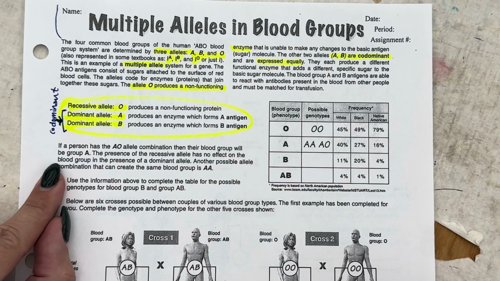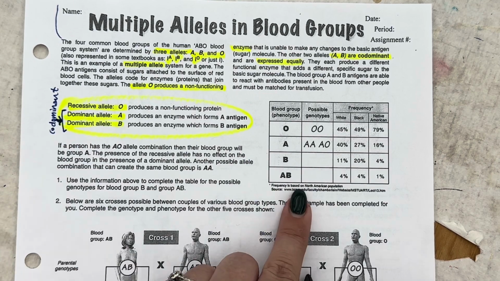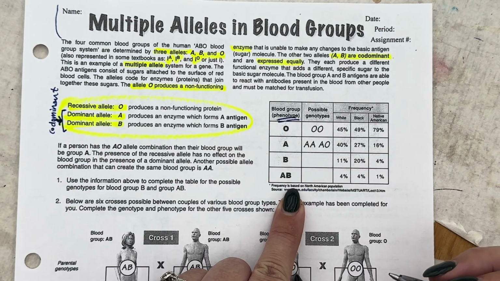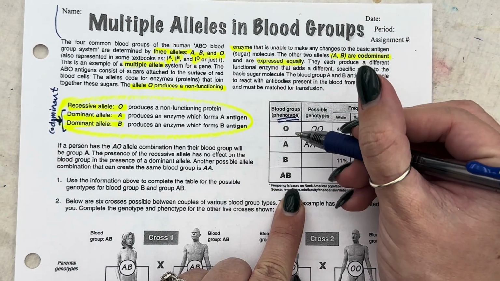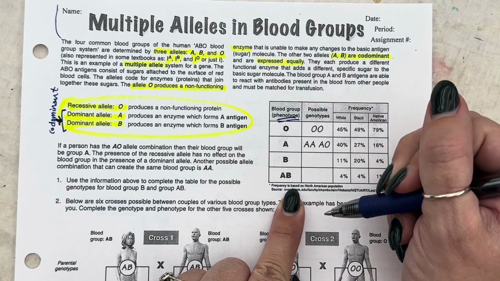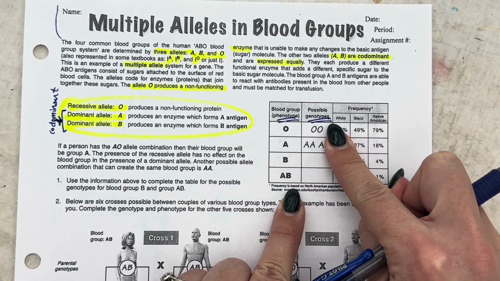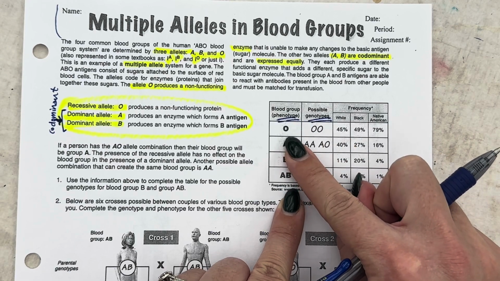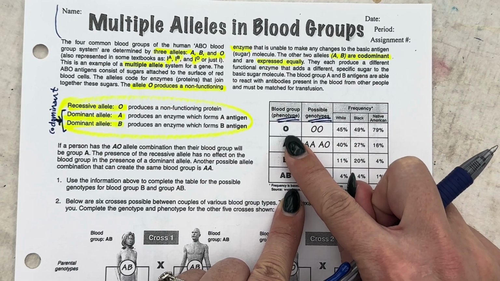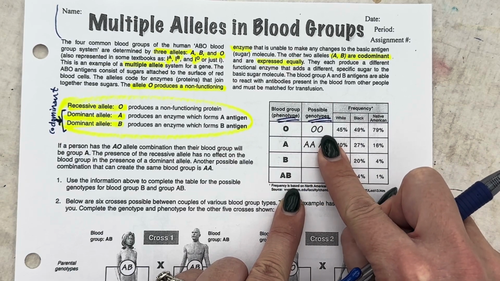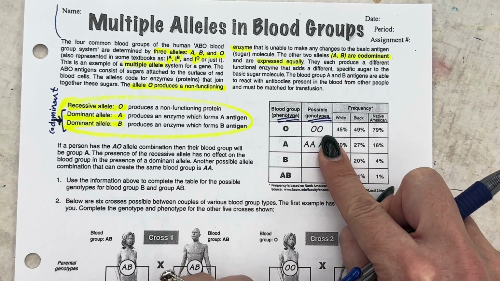So let's take a look at this table over here. The phenotype is the physical trait. Often we just say you have type O blood or type A blood, but you have to note that the genotype tells us what alleles we had to inherit to give us that phenotype. So the only way to be type O blood is to inherit two O or recessive alleles, one from each parent.